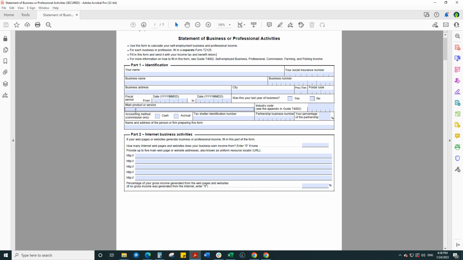So for example, if you're selling shoes, you're going to put shoe sales here, and then you're going to need to look up the industry code for shoe sales or whatever your business is, and you can look that up. But it's going to be a 6-digit number that goes here, and you can just Google that to find out what your specific code is. And then counting method most of the times is going to be the accrual method. This is only for commission people, so don't worry about that most of the time. These will not affect most people either. I'm just going to skip over them.